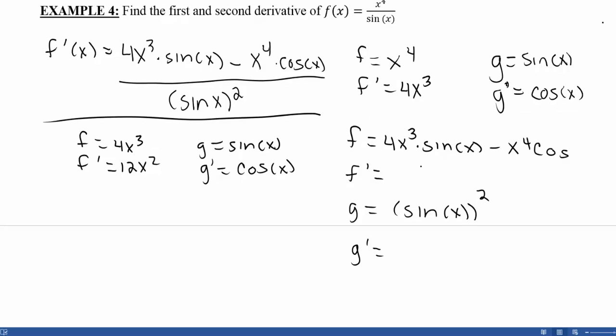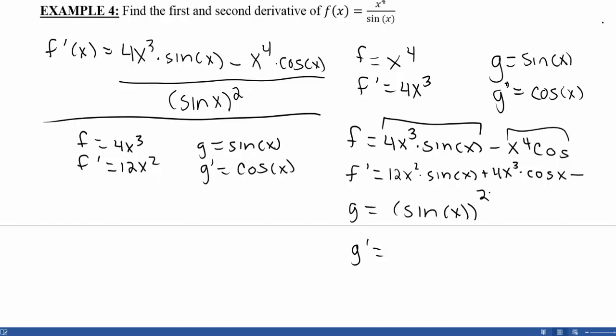So now I'm going to do f prime times g plus f times g prime. So that gives me 12x squared times sine of x plus f times g prime, which is 4x cubed times cosine x. But that was just the derivative of my first term.